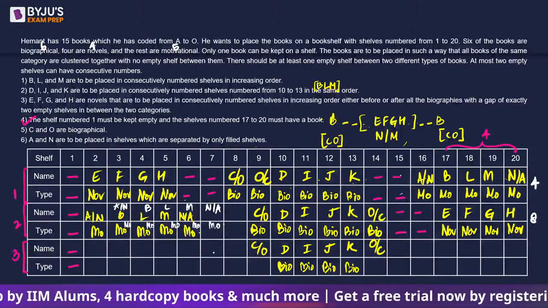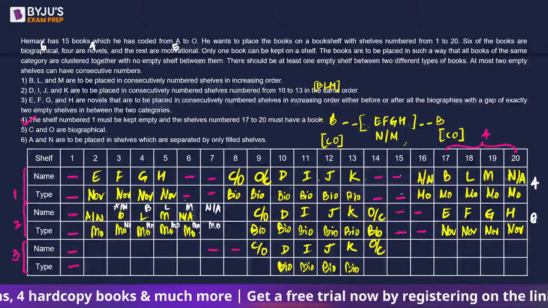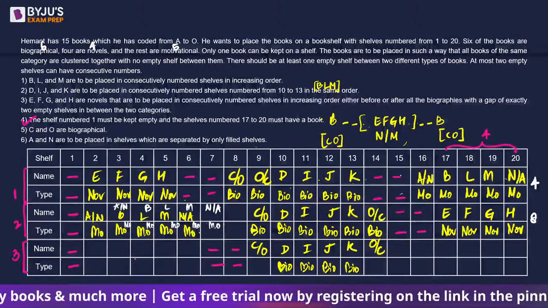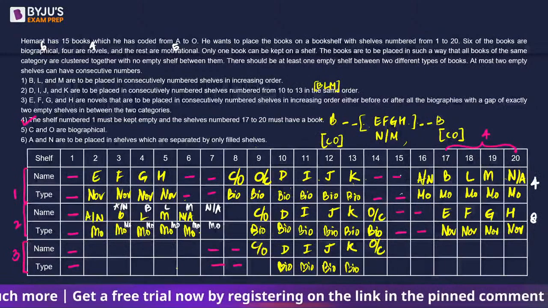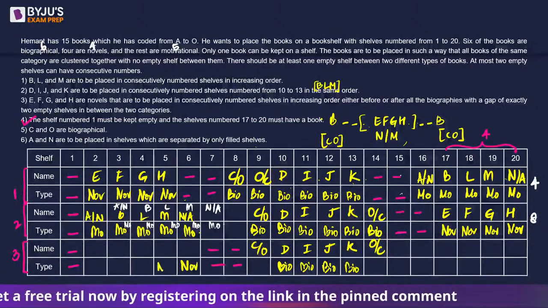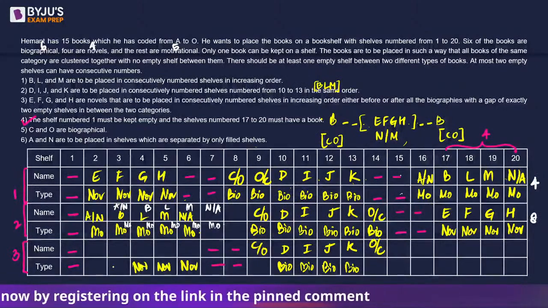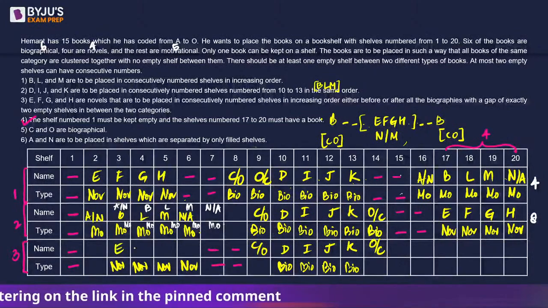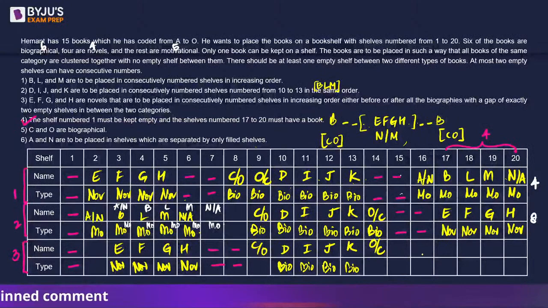So we will have 2 blank spaces between biography. I'm putting novel before it. So we will have 4 novels. These 4 novels will definitely be EFGH. And after one blank space, we will have motivationals.